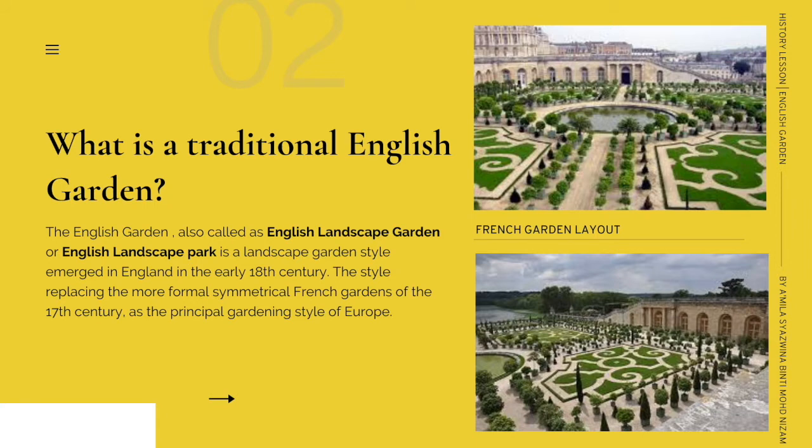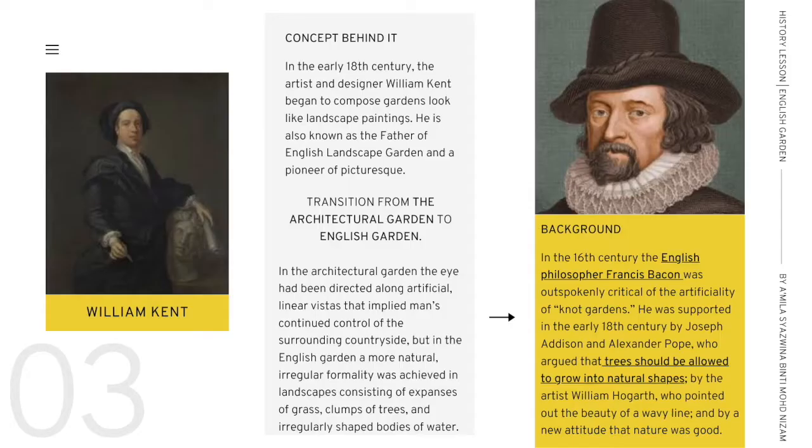The English garden, which we can also call an English landscape garden or English landscape park, is a landscape style that emerged in England in the early 18th century. This style replaced the more formal, symmetrical French garden style of the 17th century as the principal gardening style of the entire Europe. In this picture, this is an example of a French garden layout, which is more symmetrical and more formal, as you can see.